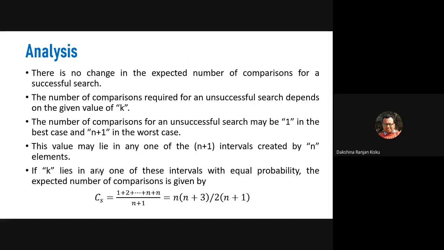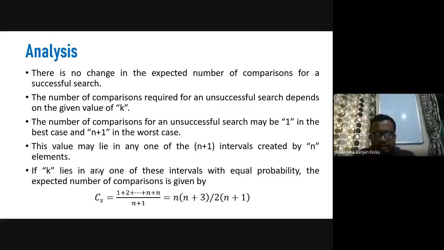That means if we have a sorted list which starts from 10, and the given key value is 5, then since 5 is less than 10, we cannot find the element. For that, the number of comparisons for an unsuccessful search is 1. After comparing with the first element, we can decide whether the searching element will be found in the list or not. So the number of comparisons for an unsuccessful search may be 1 in the best case, or n plus 1 in the worst case. This value may lie in one of the n plus 1 intervals which are created by n elements.